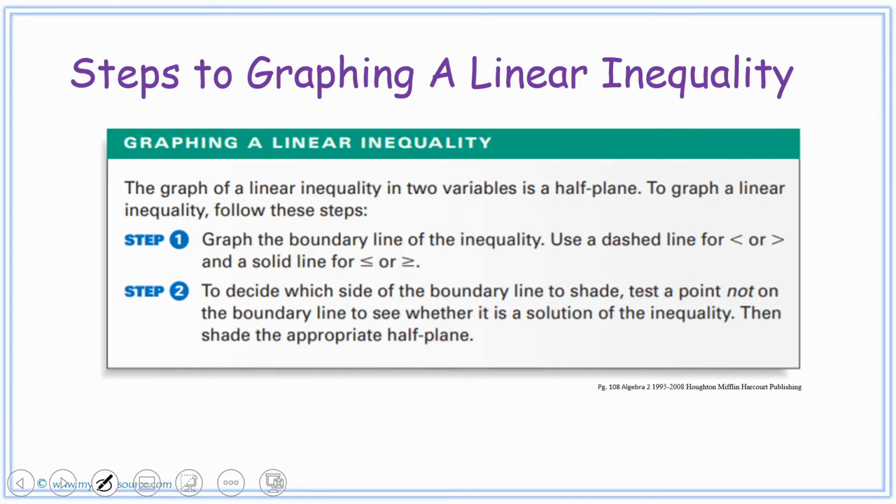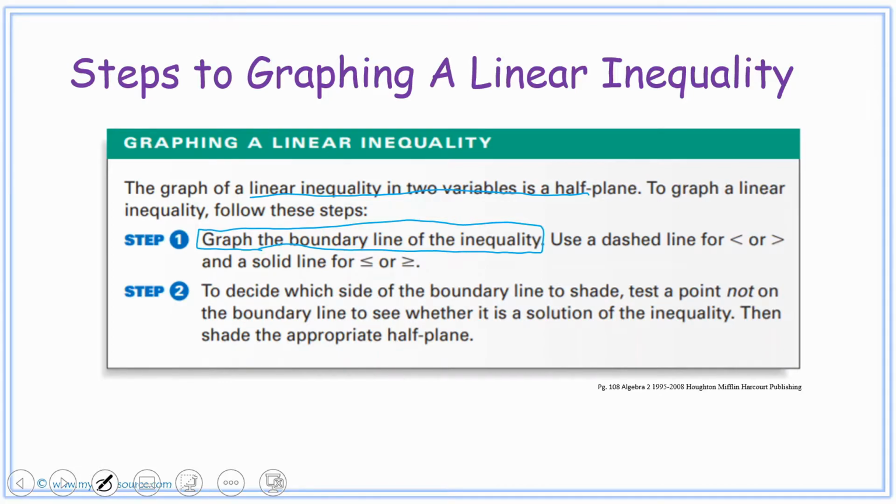And so because of that, we need to represent that on a graph in a unique way. And here are our steps for that. We'll graph the linear inequality in two variables by simply graphing what we call the boundary line of the inequality. That basically means we graph just a regular equation. We act like there's an equal sign. The only difference is what the line will look like.